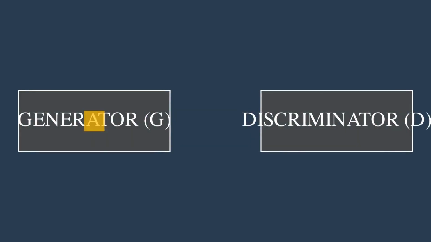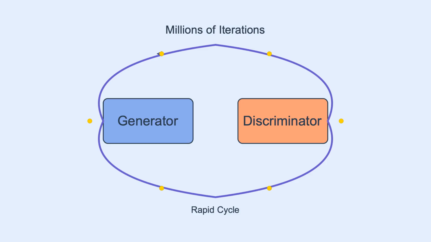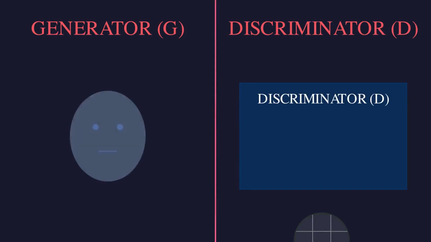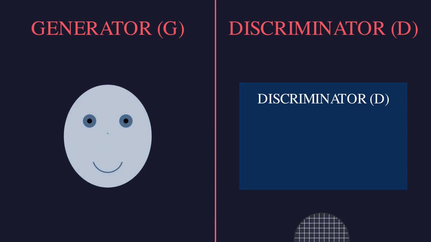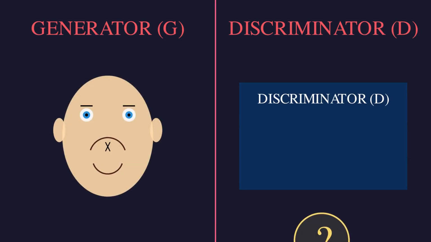If the discriminator classifies a fake image as real, the generator gets a positive signal. If it classifies it as fake, the generator gets a negative signal. The generator then adjusts its own parameters to generate fakes that are more likely to be classified as real by the now smarter discriminator. This cycle repeats thousands, even millions of times. The discriminator gets better at spotting fakes, forcing the generator to create increasingly sophisticated and realistic ones.